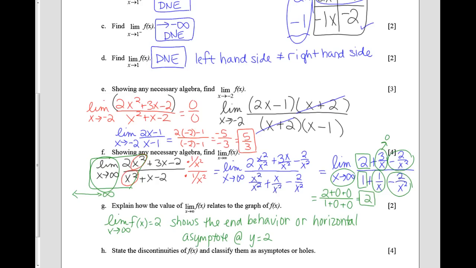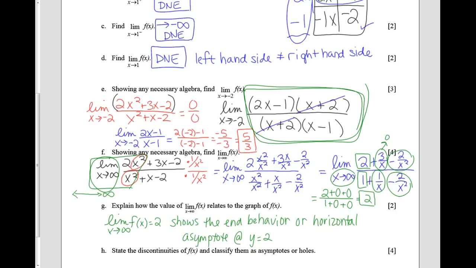All right, the last step is to state the discontinuities of f of x and classify them as asymptotes or holes. Okay, remember the discontinuities of f of x? That's not going to involve a horizontal asymptote. It's only telling me the x values where we have problems in our function. And if I look back to this factored version, that's the easiest one to see on the page I'm on, I can see I have 2 problems.